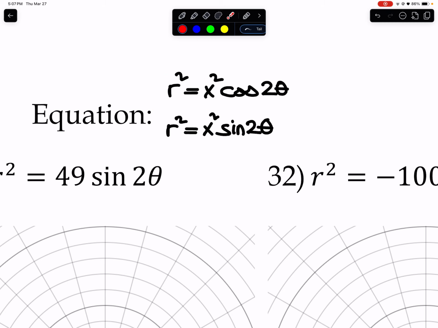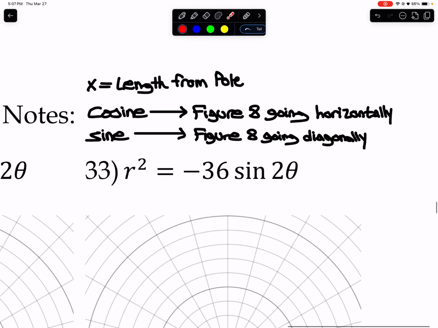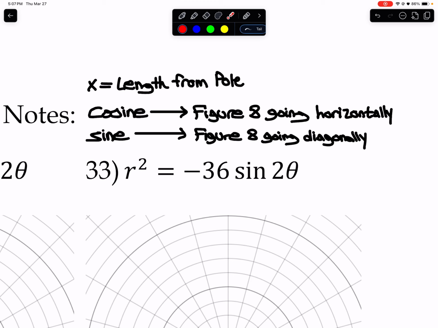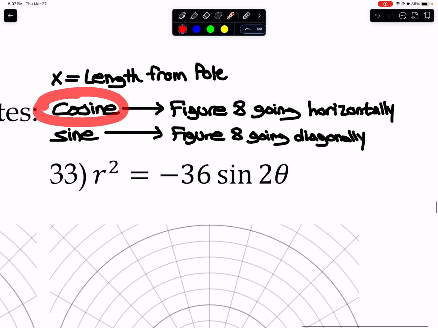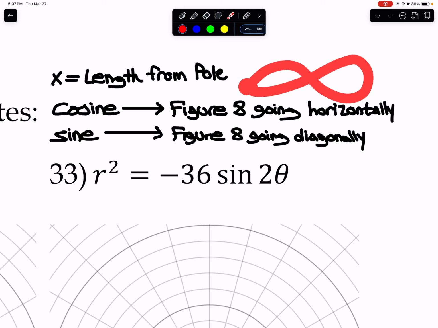So that's also a really good telling feature that your equation's a lemniscate: when your r is squared. Now for your equations over here, notice how the x value is just x and not x squared. So you're going to need to take the square root of that coefficient to find the length from the pole. If we have a cosine function, that means it's going to be a figure eight going horizontally, so left and right. So it's going to look something like this.